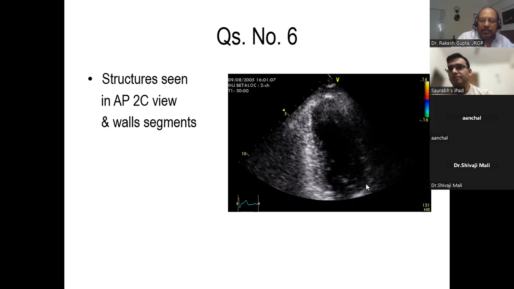And can you divide this anterior wall into 3 segments? Sir, apical, mid, and basal segment. Right. Inferior wall. Inferior wall also, sir, into 3 segments: apical, mid, and basal. Why do we call them the mid segment? Sir, we call it because the papillary muscles are attached there. Perfect. Great. Good, Saurabh. Good attempt. Thank you, sir.